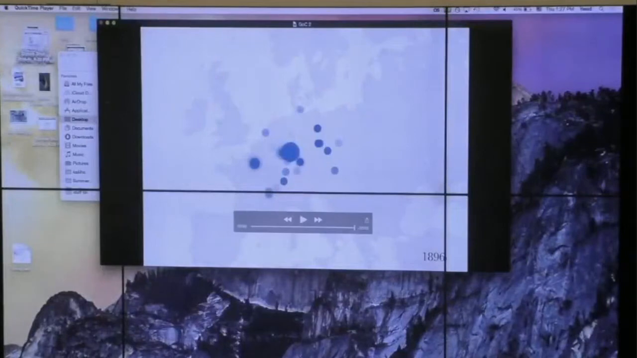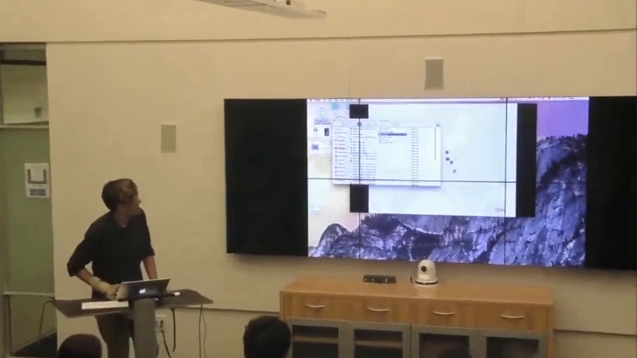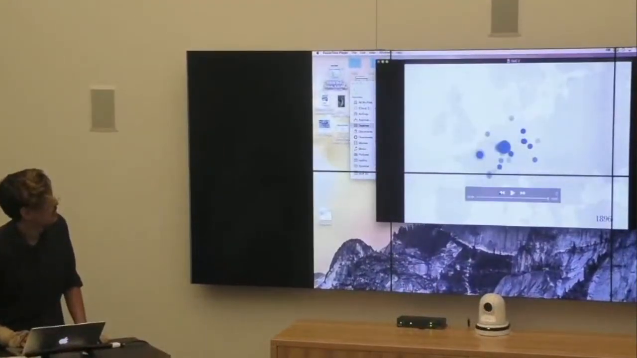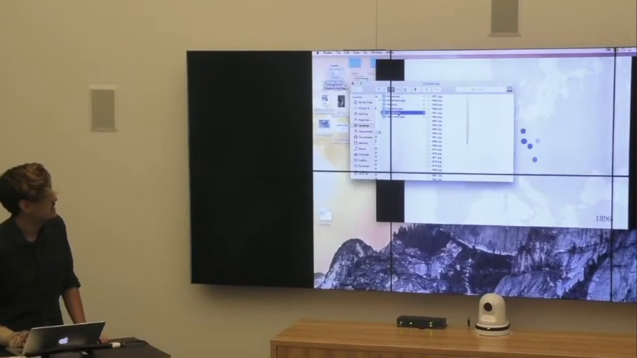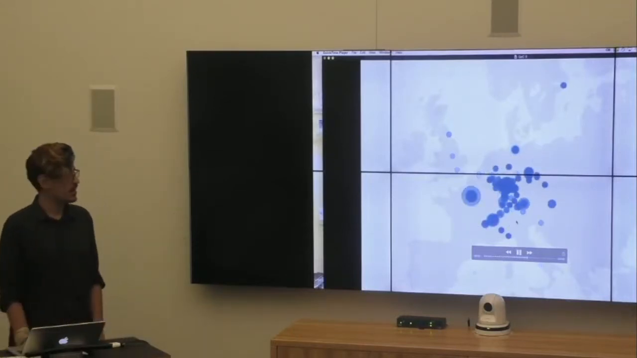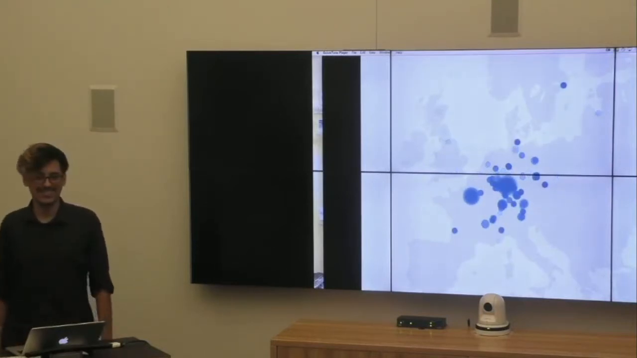The other map that I made is very similar. The idea is that you can see the trends for different countries are slightly different or in different places. Anyway, that's my project.